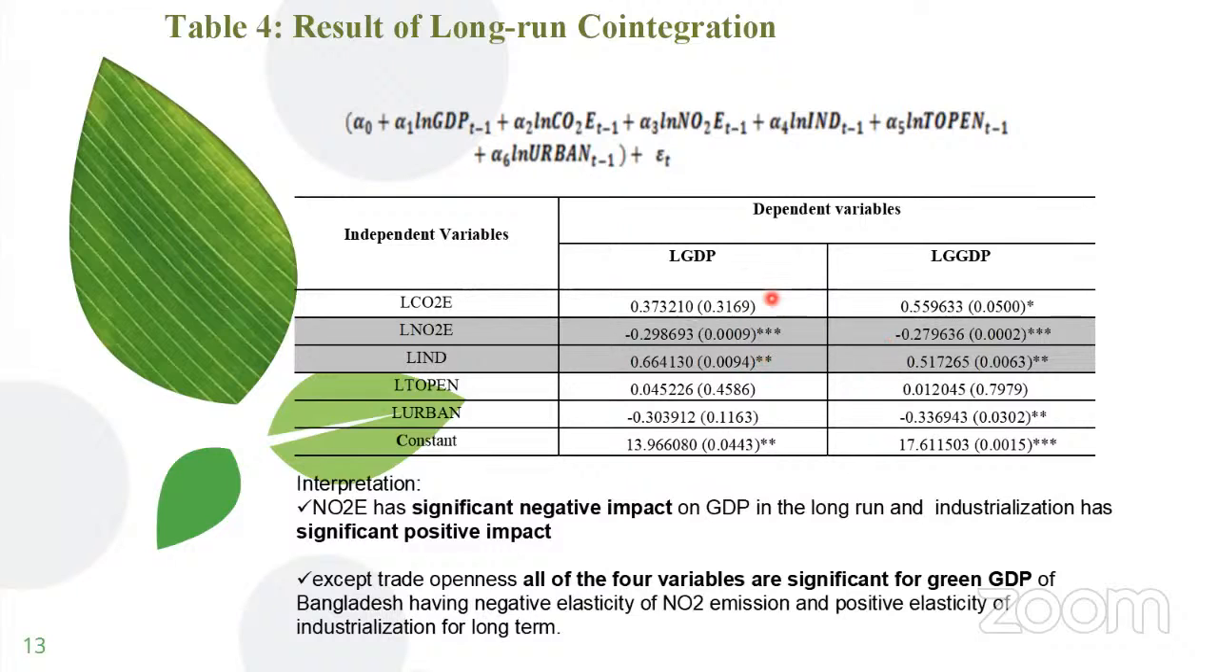But here we can see that carbon dioxide and GDP don't have a significant relationship with each other, but carbon dioxide has a positive relationship with green GDP at the 10% significance level. Also, urbanization has a negative relationship with green GDP at the 5% significance level. That means from here we can find that the green GDP of Bangladesh can be determined from some variables, which are carbon dioxide emission, nitrogen oxide emission, industrialization, and urbanization, since they show significant relationship with the log of green GDP.